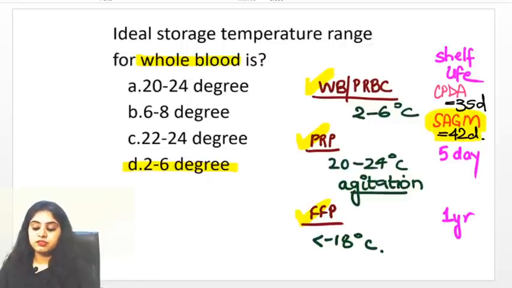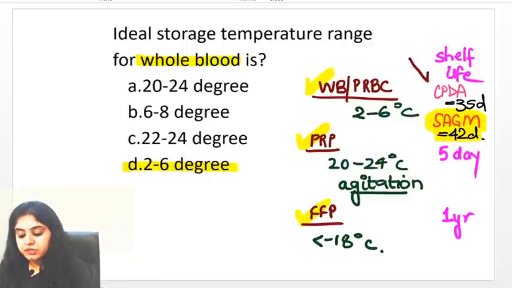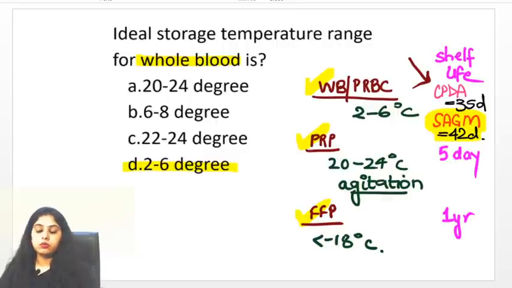But it's very expensive. So what is most commonly being used in the blood banks is CPDA. Okay, so CPDA 35 days, SAGM 42 days. Better one is obviously SAGM, but very expensive. So CPDA is what is being most frequently used. Platelets 5 days, FFP 1 year.